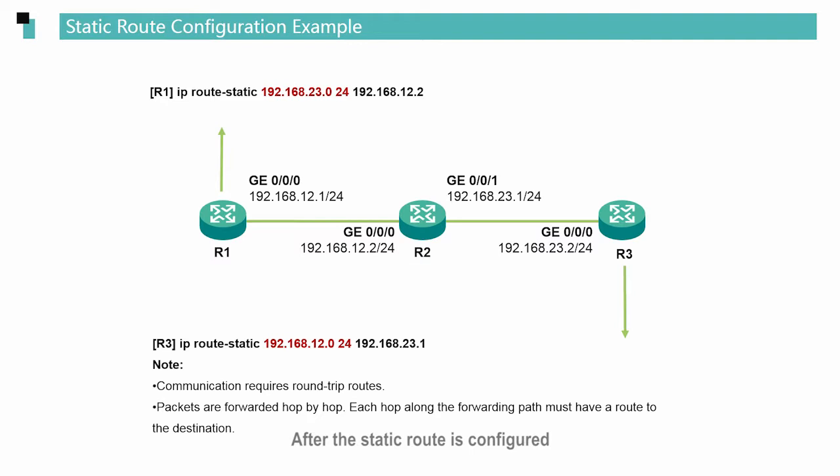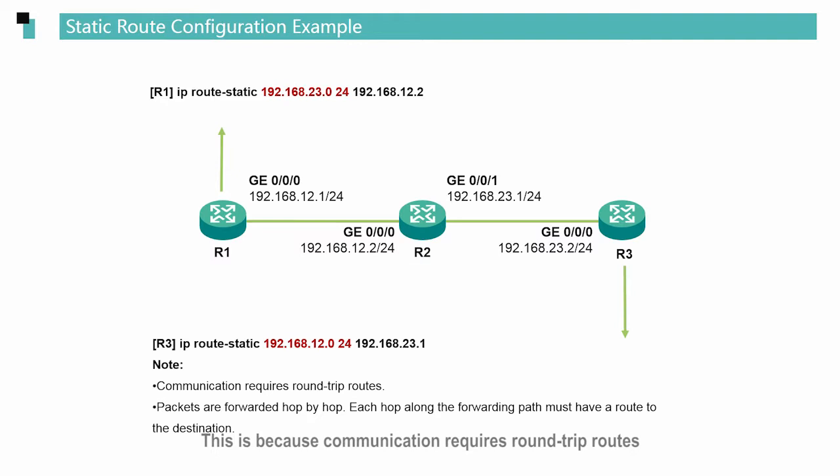After the static route is configured, we can check it in the routing table. As expected, it is displayed in the routing table. With a static route available, can R1 ping R3? Let's have a try. We find that R1 once again fails to ping R3.